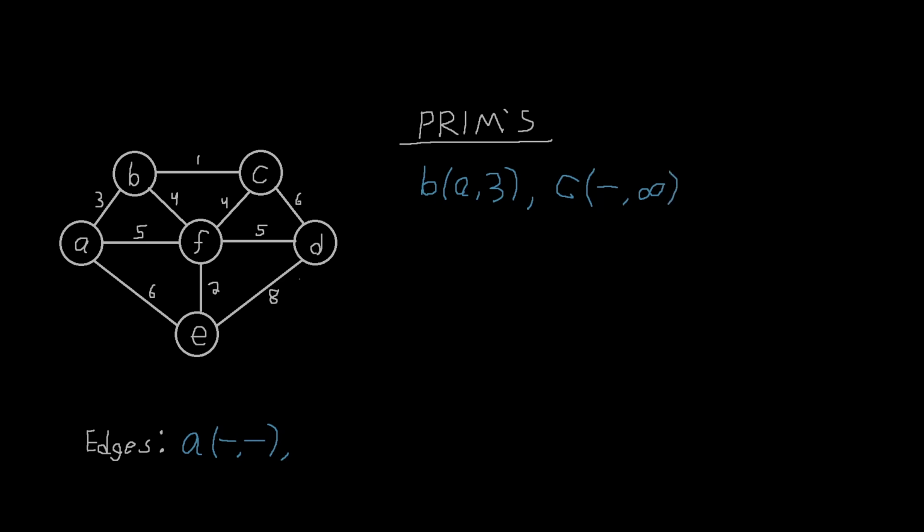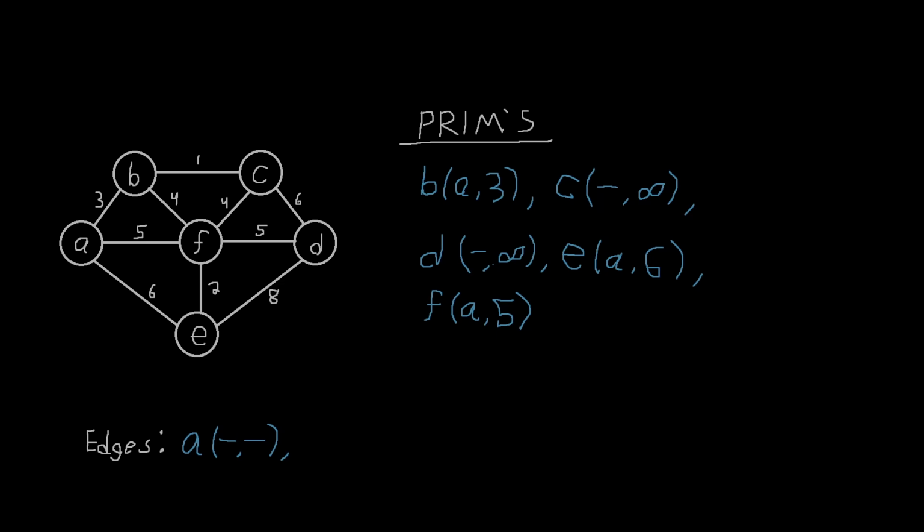Now let's look at D. With D, we have the same thing. We cannot get to it from A, so we put dash and infinity. Now let's look at E. We go to E from A, and we can see we can, and the weight is 6. Now the final node is F. Go to F from A with a weight of 5.